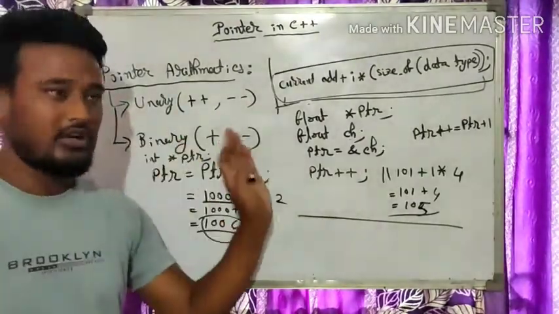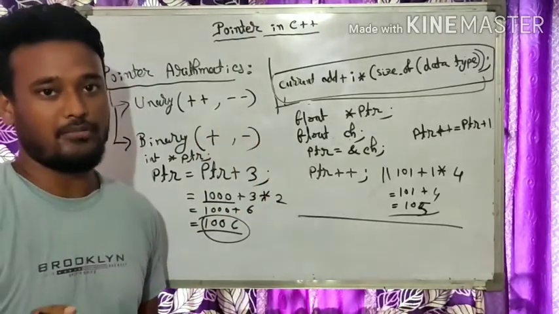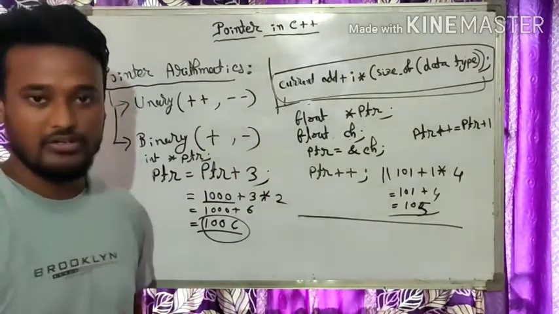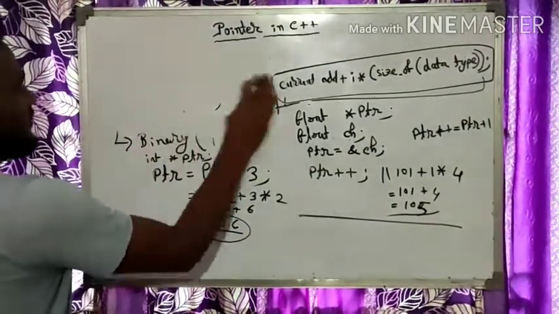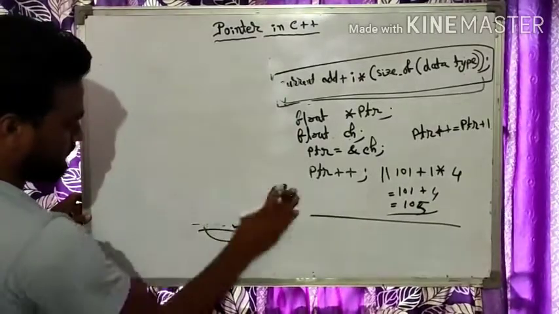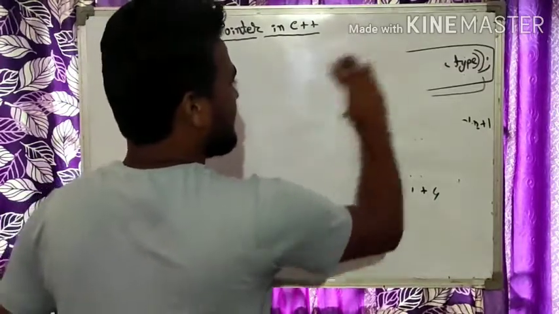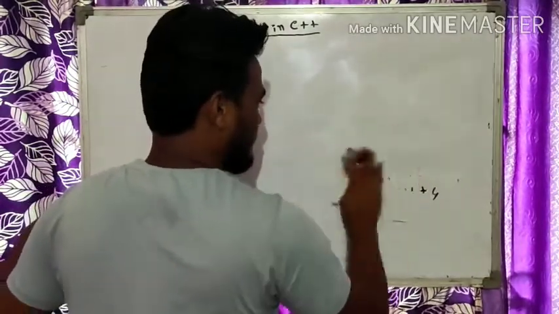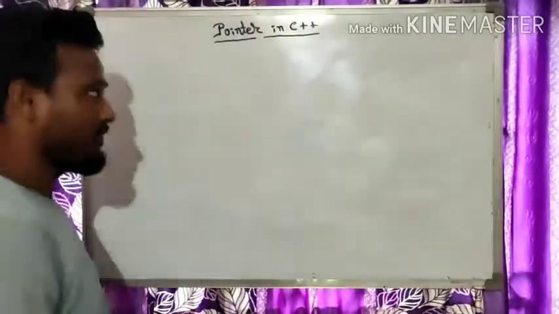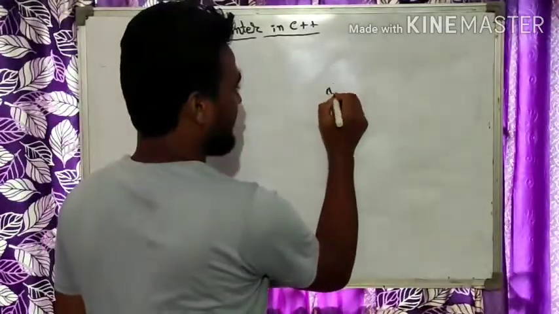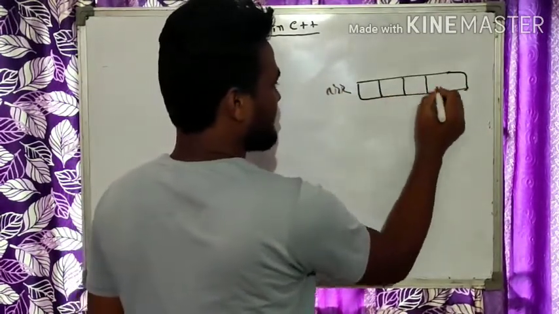Then I want to discuss this concept with the help of a program. With this program, I'll stop this class. Okay, let me write these steps. I think all of you know the concept of arrays. So if I ask you what is an array, an array is a collection of variables. So we have an array variable here. Suppose this is an array.